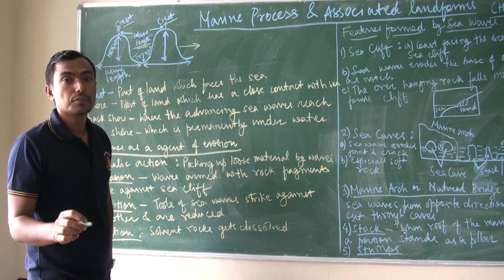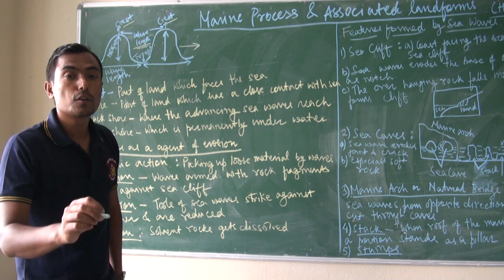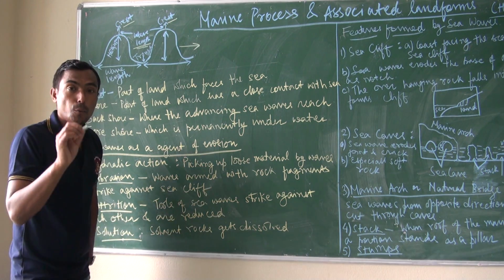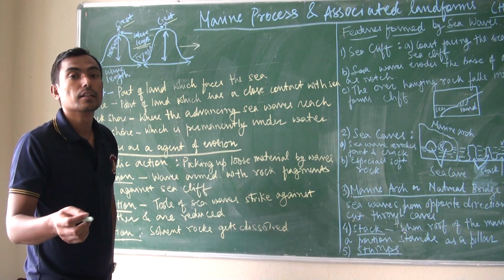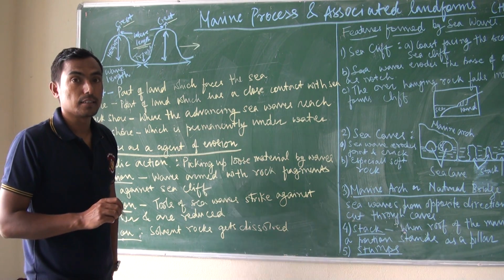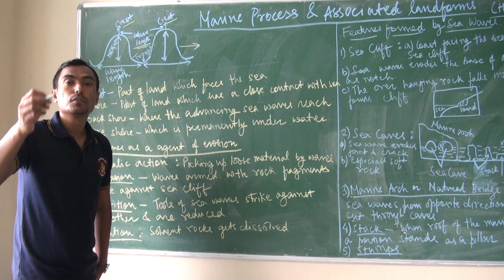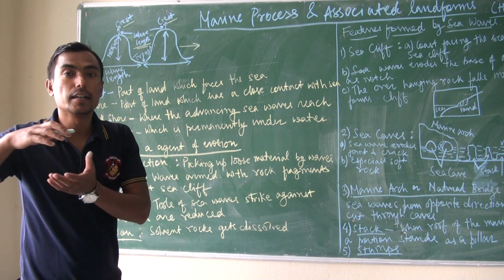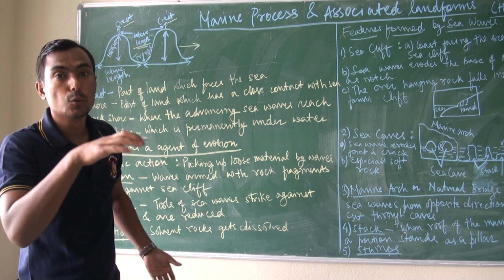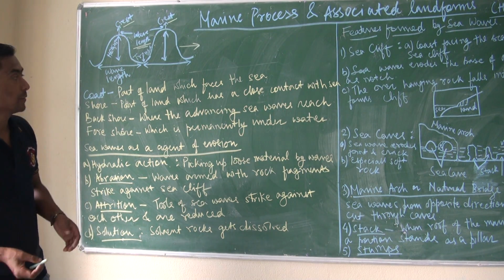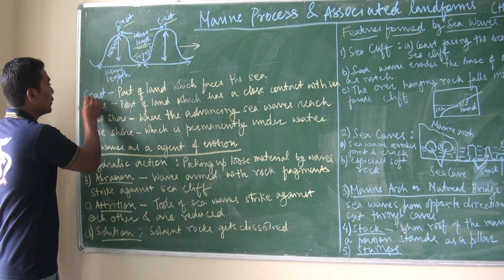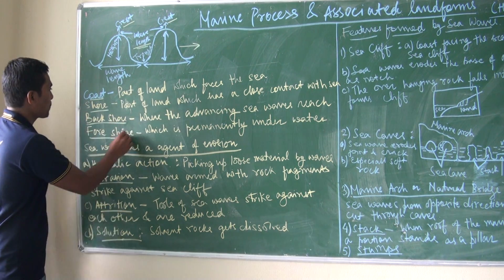Now these sea waves come into existence because of the prevailing wind. Whenever the wind blows over the sea or the ocean, friction comes into existence. Because of the friction of the wind, the sea water is dragged under the wind, resulting in the formation of sea waves. Now, there are a few important points which we need to discuss.